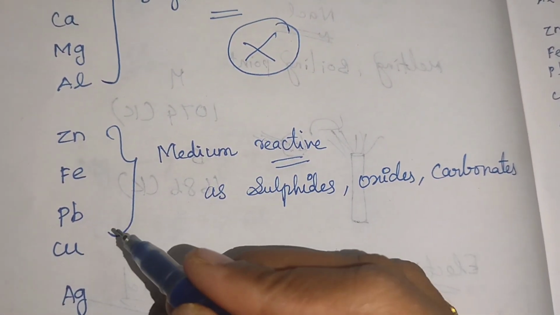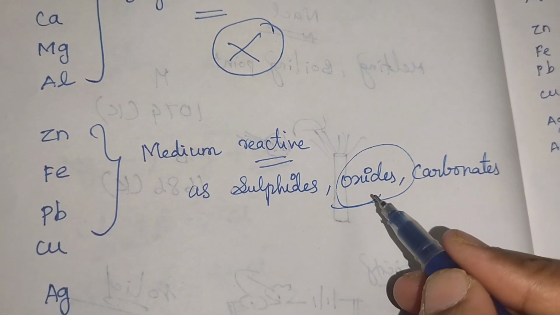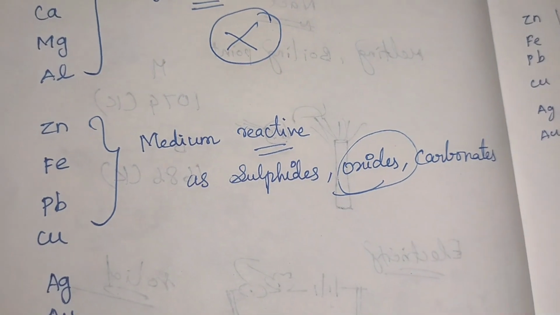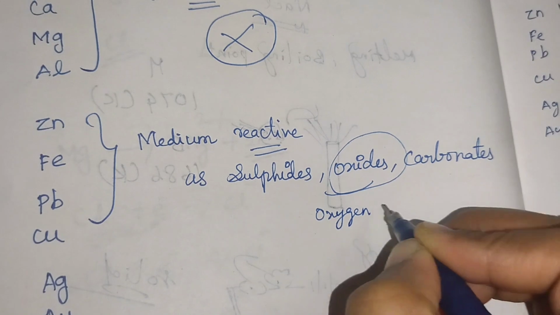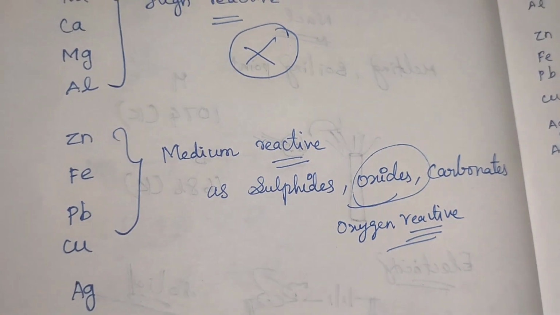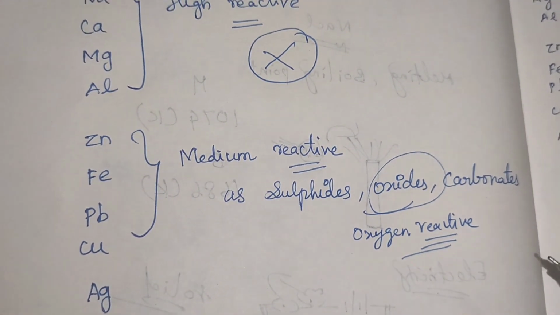Most of the metals you can see in the form of oxides. Why? Because oxygen is a very reactive element which is abundant on the earth. So you can see these metals mostly in the form of oxides.